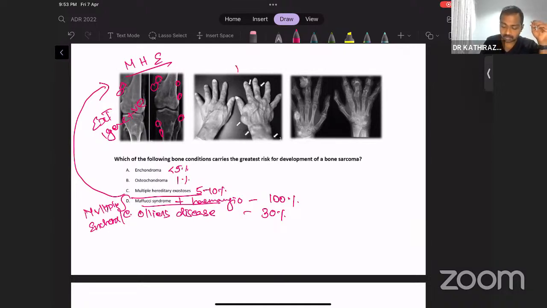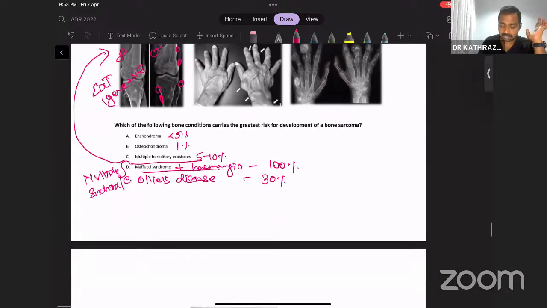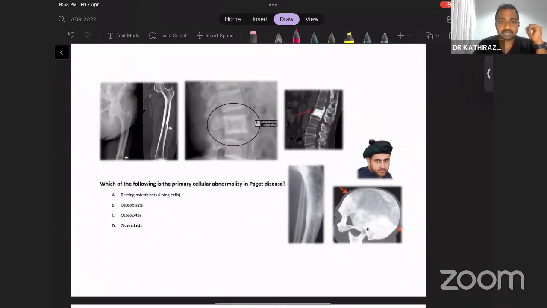This is how a Maffucci would look, or even Ollier's would look. And this is how the X-ray would look. But remember, Maffucci has a 100% chance for malignancy. Look into this question and try to answer. A, B, C, D. Common topic, but I'll ask a few uncommon questions in it. The common topic and the common question, right? So the answer is D.